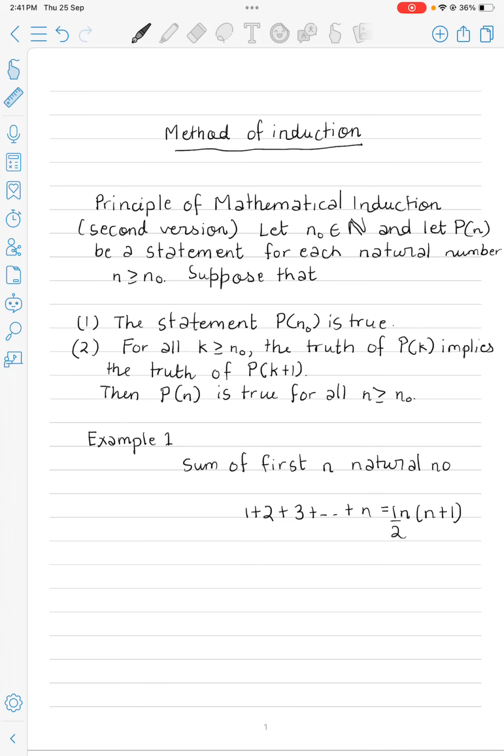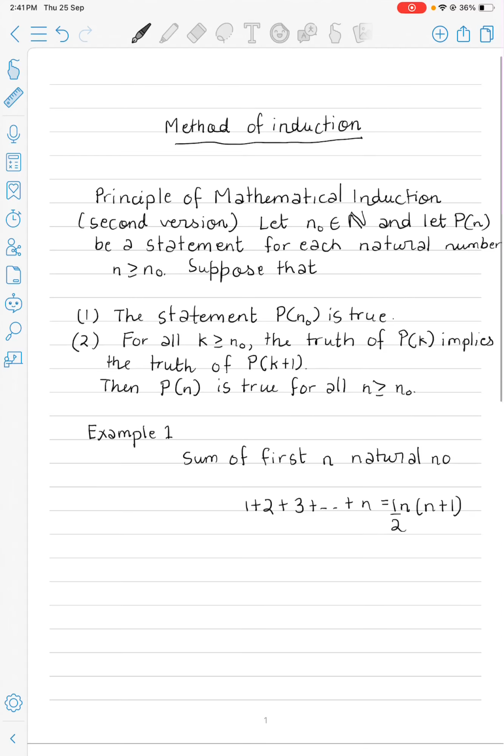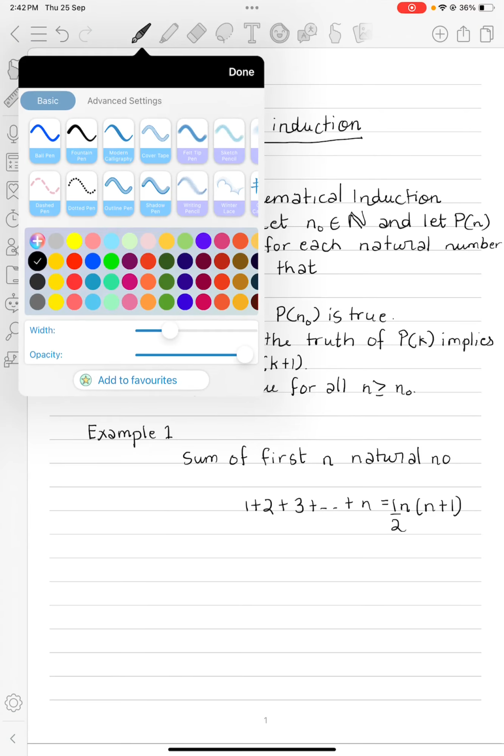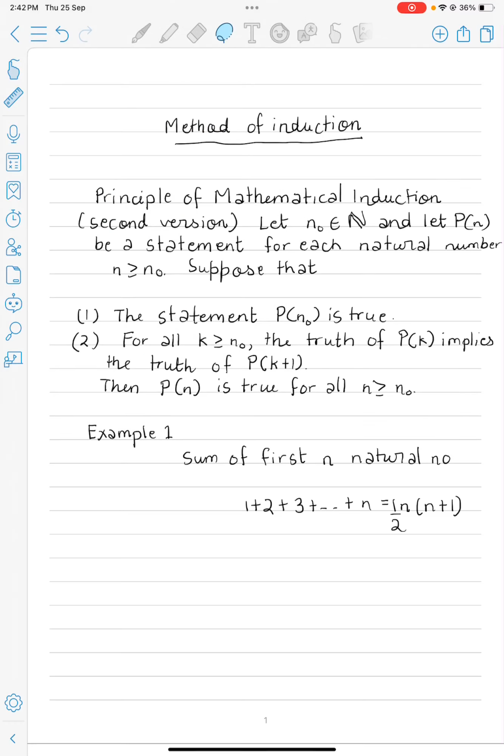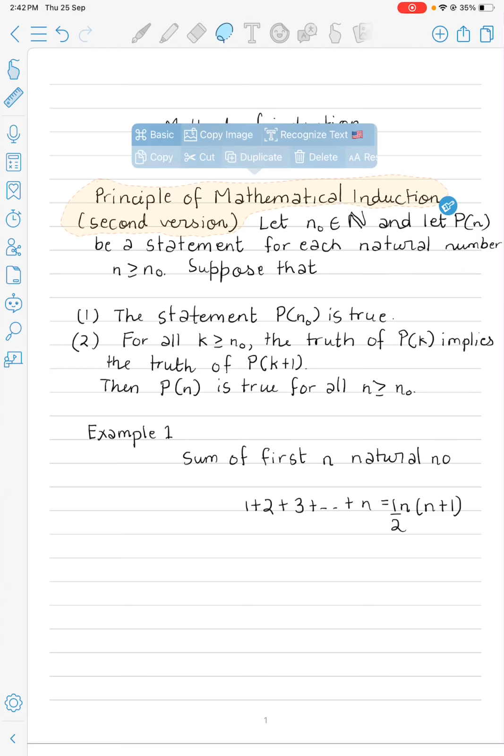Hi. So in this video, I'm going to teach you what is called the method of induction. I have already written the statement of it. It's a little different to what is taught in your class, different in the sense that this is more general. Let me highlight this.